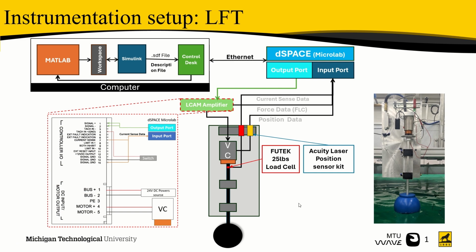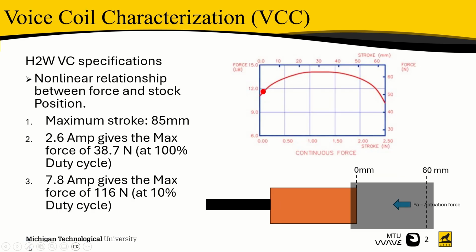Now moving to the next slide. We were using an HTW voice coil, and it has a stroke length of 85 mm. It produces 38.7 Newton of peak force at 2.6 amp input, and it produces 116 Newton of force at 7.8 amp input, which has a 10% duty cycle.